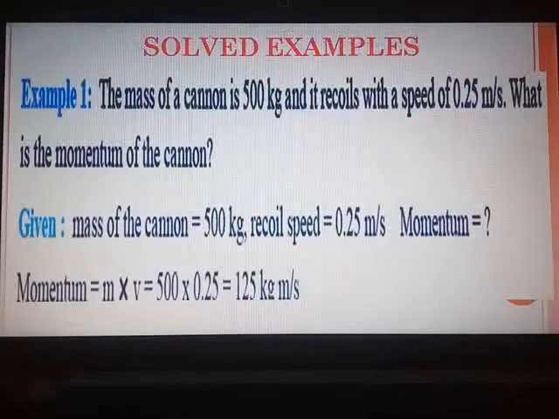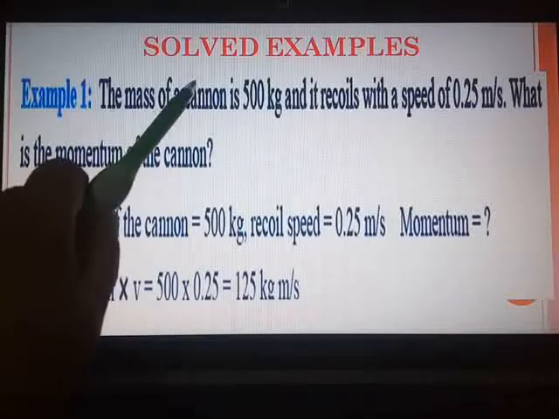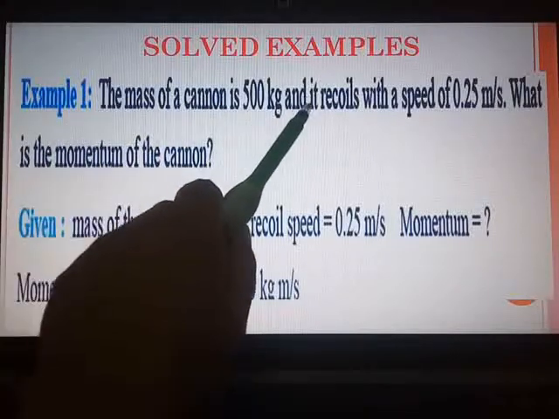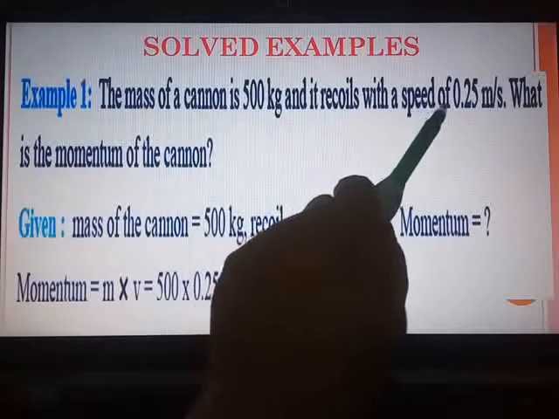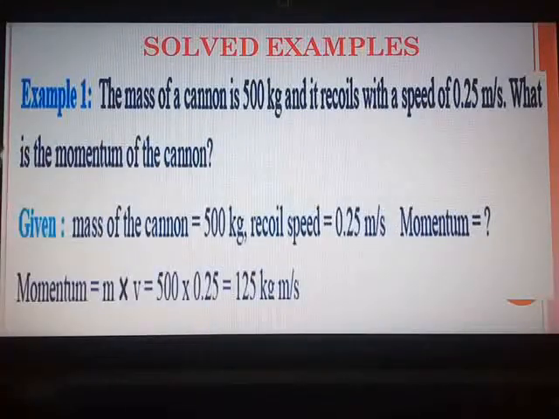So let us begin with the revision for the solved examples for chapter number 1, page number 16 in your textbook. The mass of a cannon is 500 kg and it recoils with a speed of 0.25 meter per second. What is the momentum of the cannon? Mass is given and speed is given. Recoil speed. Speed means what? Velocity. So mass is given in kg.